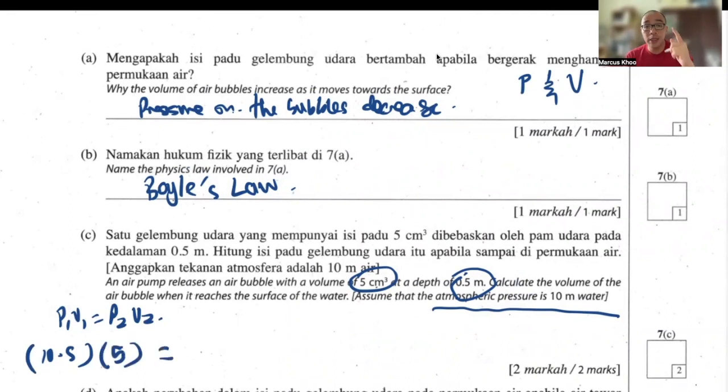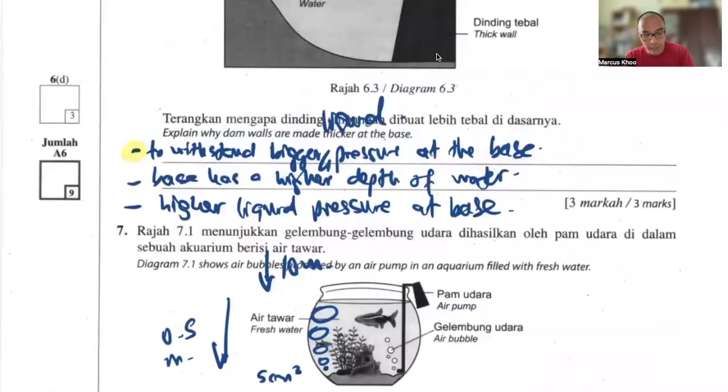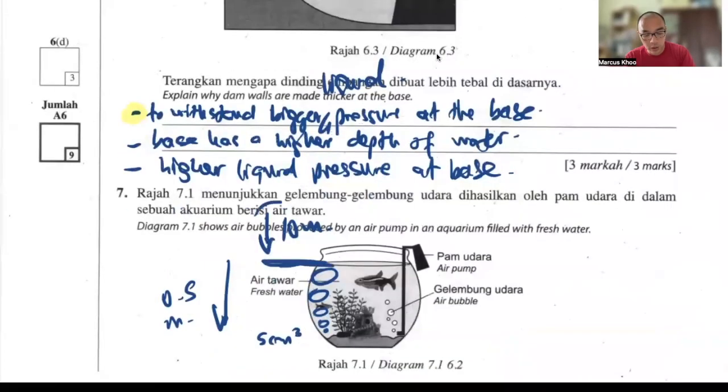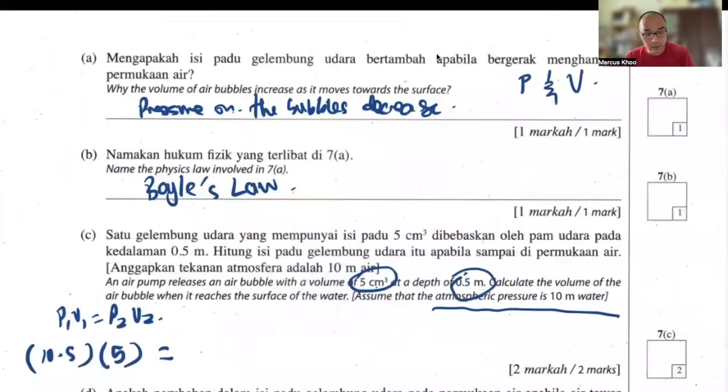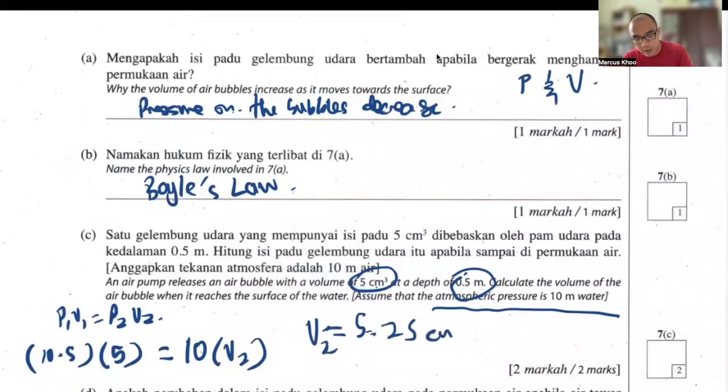equals P2 times V2. Now at the surface of the water, only this is left, which is 10 meters of water. So 10 times V2, which is what you want to calculate. When you calculate this, you get V2 equals 5.25 cm³.